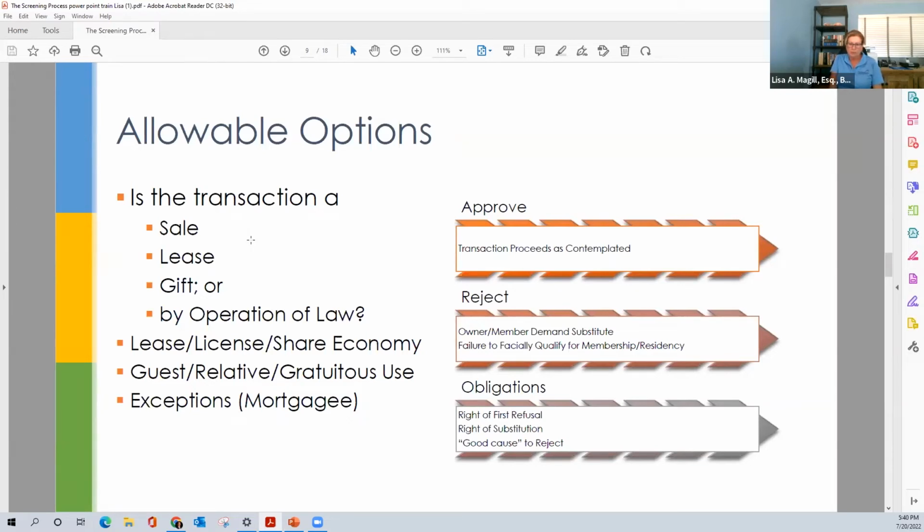So what are your options? Well, you can approve. If you approve, everybody is happy. The transaction proceeds as contemplated, the people move in, the old people move out, or they buy their other place. If you reject, are you required to produce a substitute? And a lot of the time that depends on not only the terms and conditions of your governing documents, but whether approval of the application would result in an automatic violation of the governing documents.